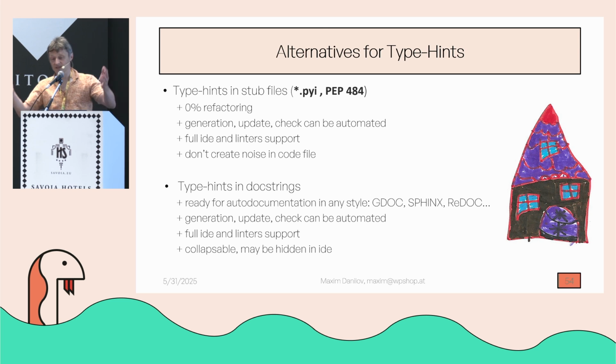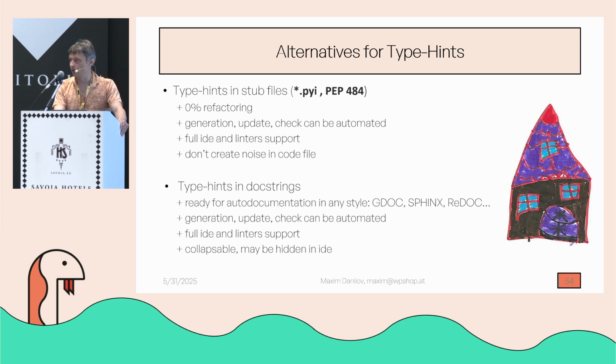But of course, somebody says, Max, but do we have any alternatives? I like type hints, I don't know why. And first, there's the official way to use stub files. 0% refactoring. It means you can add typing to your untyped project easily without any refactoring, simply by adding stub files. If you don't know what it is, please look up PEP 484 and read it. It's easy. Stub files don't create noise in the code file.